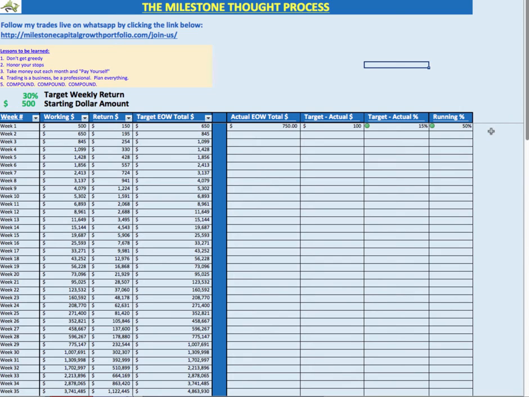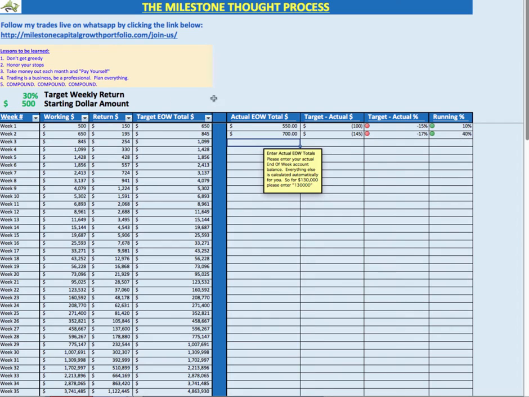Now this is cumulative, so you'll see as we go lower the different amounts. So if you only made $550, now you're down $100, you're minus 15% from your target, and your running total is 10%. It's still up because you started with $500, but your target is that 30%. So this is going to give you all of that. So if the next week your ending account is $700, now you're at 40% and it's compounding as you go.